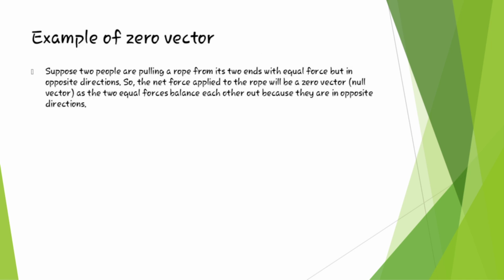Then let's look at an example for the zero vector. For example, suppose two people are pulling a rope from its two ends with equal force but in opposite directions. So the net force applied to the rope will be a zero vector, a null vector, as the forces balance each other out because they are in opposite directions. So when talking of a zero vector, the forces must be equal, because the moment the force is unequal, that is not a null vector, because one side will have a greater force than the other.